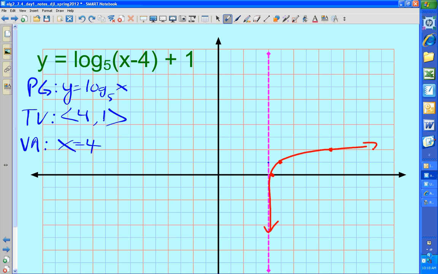What's the domain? Greater than 4. How much, Sarah? Greater than 4. What's the range? All reals. We love that.